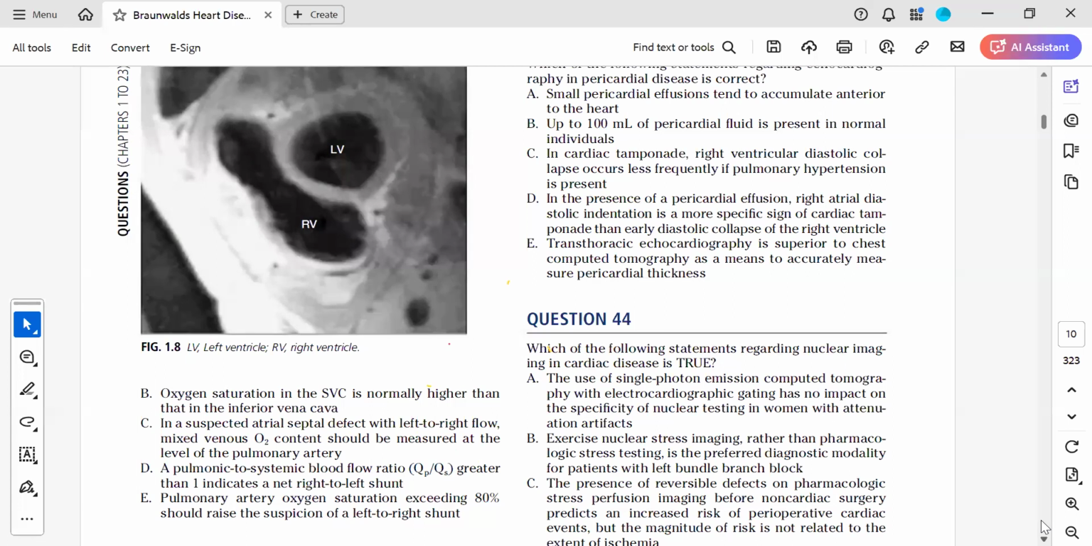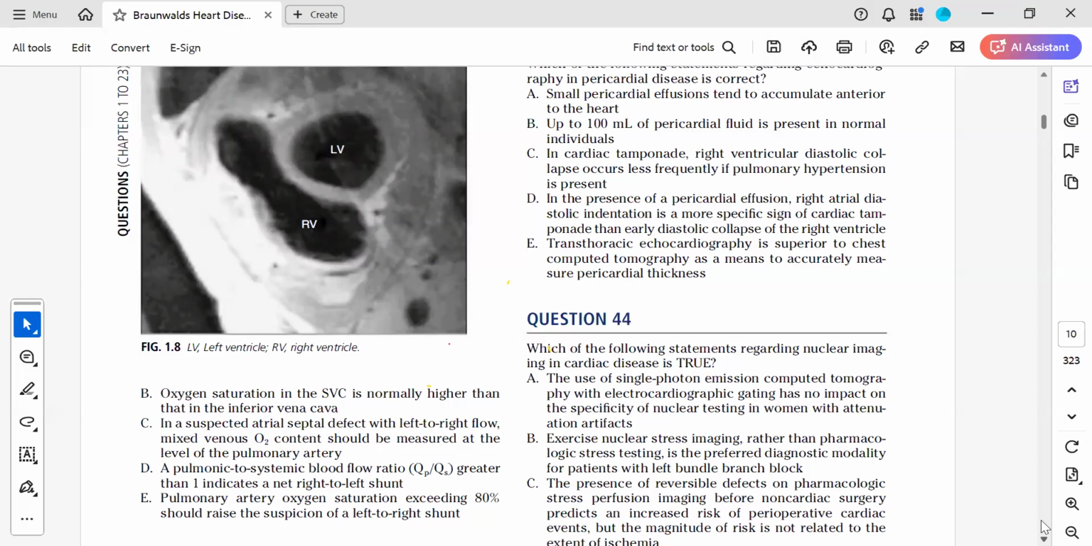Then additionally, for the QP/QS, if we have a QP/QS that is less than 1, it is indicative of a right to left shunt. That is what should be the correct one. So if it's less than 1, that is the flow in the systemic is more than the flow in the pulmonary, then it is indicative of a right to left.